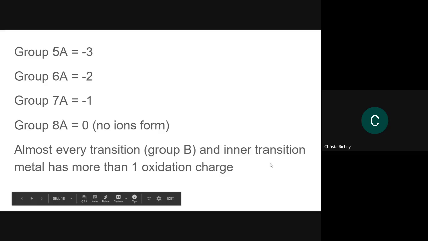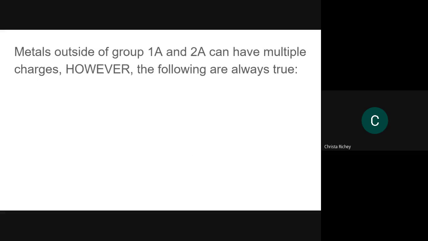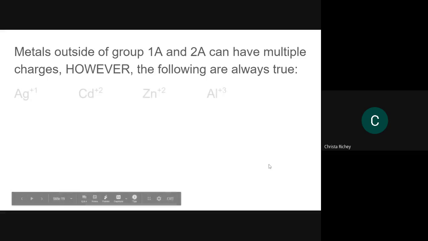And an oxidation charge is this plus or minus. Does it want to gain or lose electrons? If it's negative, it's gained that many, and if it's positive, it's lost that many. Group 1 and 2 always behave. Group 1 always loses 1. Group 2 always loses 2. Most of the ones in group 3 are going to lose 3. Like I said, unfortunately, there are some exceptions.